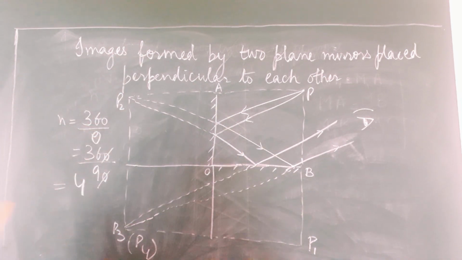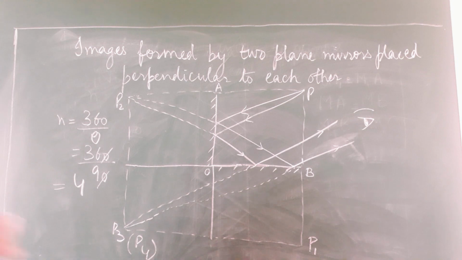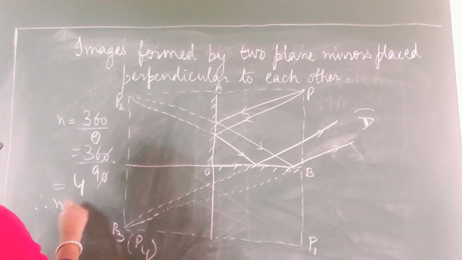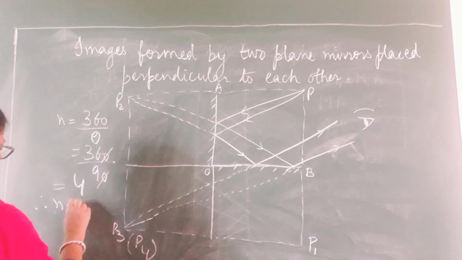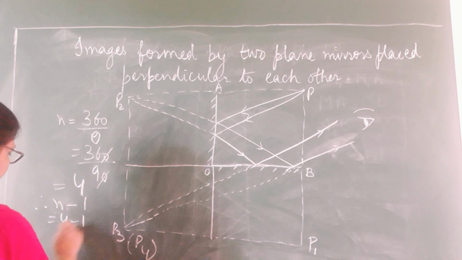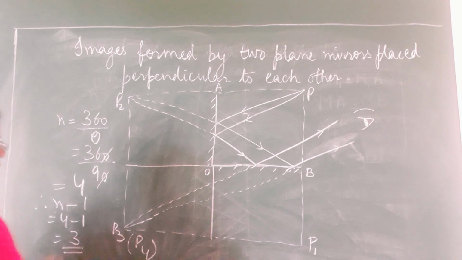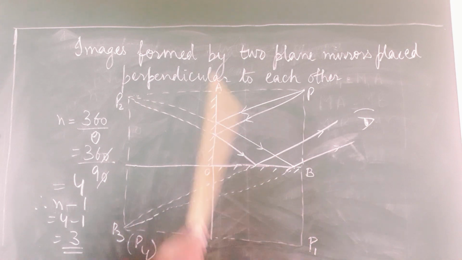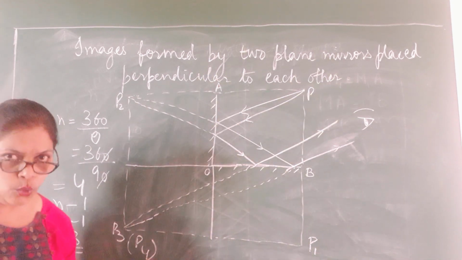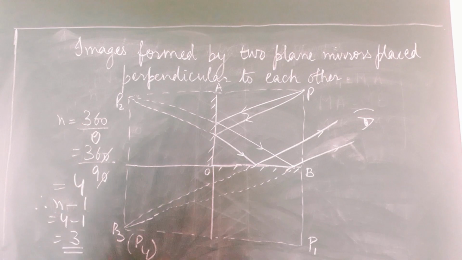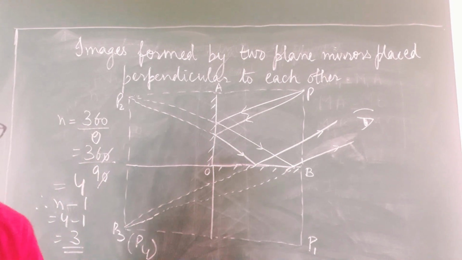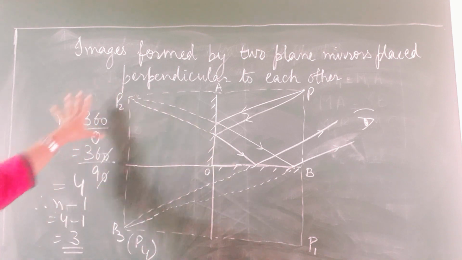But as I told you, the number of images should not be even. So the actual number of images is n minus 1, that is 4 minus 1, which is equal to 3. Three visible ones, three actual images: that is 1, 2 and 1 is P1 behind. But P4 no. Why? Because according to the formula which we are using, the number of images formed here would be 3. Okay children, so this is the diagram.